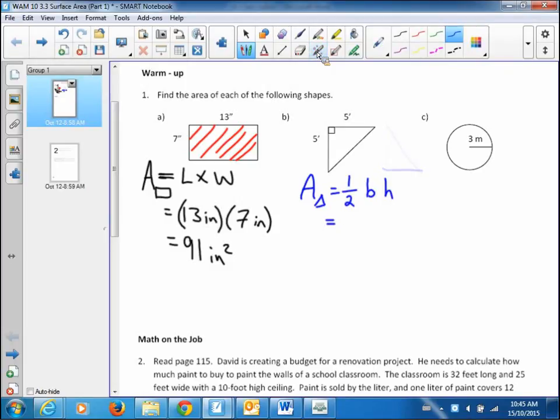So 1/2, 5 feet, 5 feet. So that's 25 divided by 2, without a calculator. You can use a calculator. 12.5 feet squared.